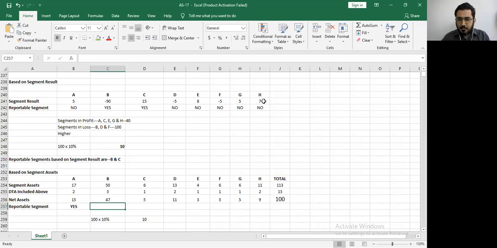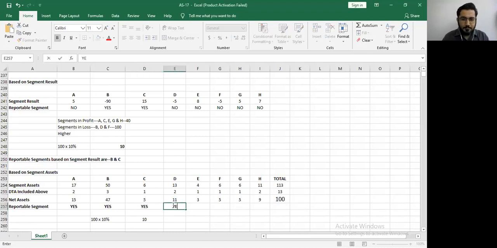Are separate disclosures required for segment B? Of course, yes. Separate disclosures are required for segment B. Are separate disclosures required for segment C? No, separate disclosures are not required. Does not satisfy the 10% criteria. Segment D. Are separate disclosures required for segment D? Separate disclosures are required for segment D.